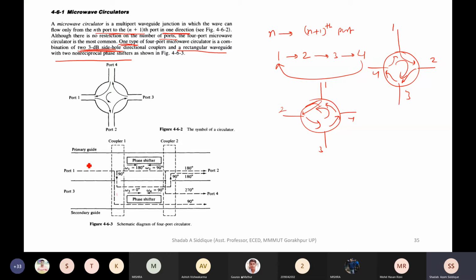We are having the primary waveguide, and we are applying some input from port 1. If we are applying input at port 1, it is going in this direction, it is coming to coupler 1. So coupler 1 will couple some of the wave to this one, and some of the wave is going in the forward direction. I hope you understand this. So some of the wave is going in this direction and some of the wave is going in this forward direction.